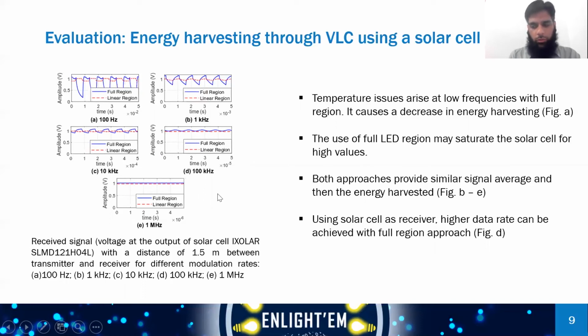One other positive side of using the full region approach is that when we are using the solar cell as receiver, for example at 100 kilohertz, we see a change in the signal when we are operating in the full region. But if at the same frequency we operate in the linear region, we don't see any change in the signal. So it means we can demodulate the signal at higher frequencies when we are using the full region approach, which helps us to achieve higher data rates.